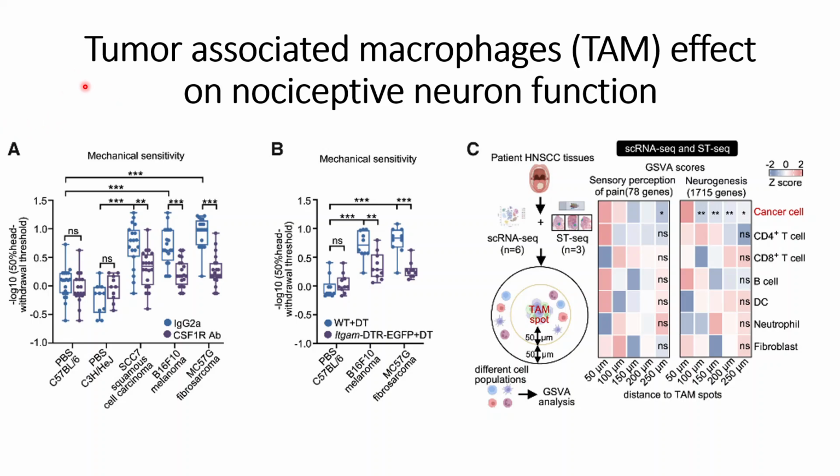In this video, we will discuss the effect of tumor-associated macrophages on nociceptive neuron function. So in this figure, we will discuss two kinds of effects of tumor-associated macrophages on the tumors. First, based on mechanical sensitivity, whether this TAM affects the mechanical sensitivity on the tumors or not. Second, we will talk about nociceptive neuron function.